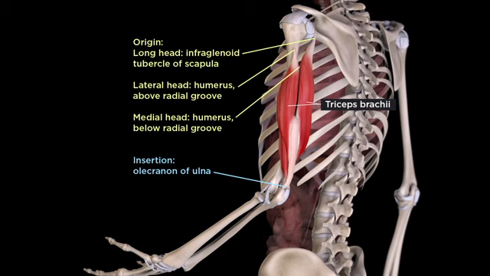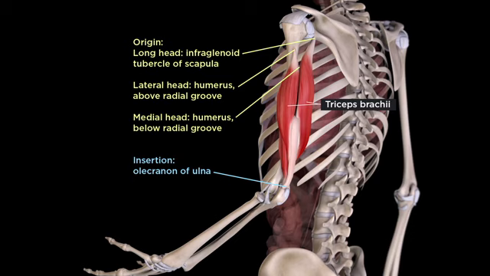Its long head originates on the infraglenoid tubercle of the scapula, but its other 2 heads are lateral and medial. The long head is the only one of the 3 that crosses the shoulder, and there it helps stabilize and weakly extend the shoulder. The triceps brachii's lateral head originates on the proximal aspect of the posterior humerus, and the medial head originates on the more distal aspect of the posterior humerus.